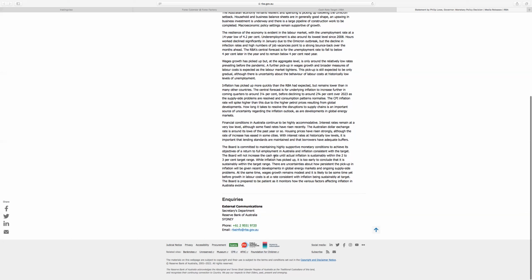The board will not increase the cash rate until actual inflation is sustainably within the 2 to 3% target range. While inflation has picked up, it is too early to conclude that it is sustainably within the target range. There are uncertainties about how persistent the pickup in inflation will be, given recent developments in the global energy market and ongoing supply side problems. At the same time, wage growth remains modest, and it is likely to be some time yet before growth in labor costs is at a rate consistent with inflation being sustainable at target. The board is prepared to be patient as it monitors how the various factors affecting inflation in Australia evolve.